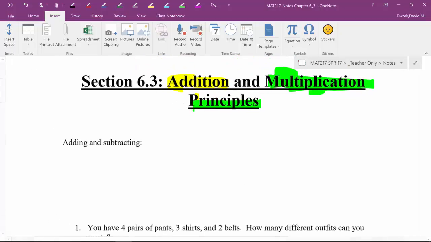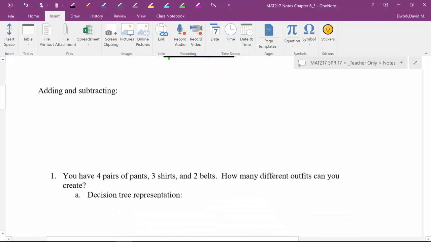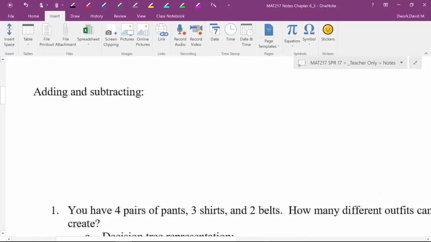Now, I will say we are going to learn another concept where we are going to have to actually subtract things too, but that's coming. Don't worry about it for now. But it's the same idea as adding. Just instead of putting things together, you're going to take them away, but whatever. Okay, so for now, adding and multiplying.